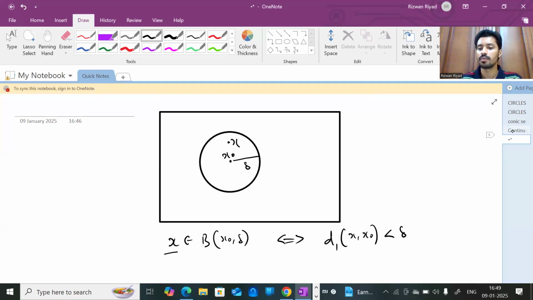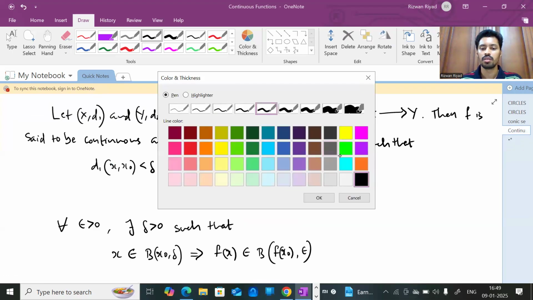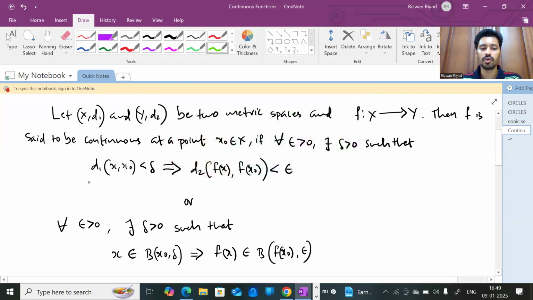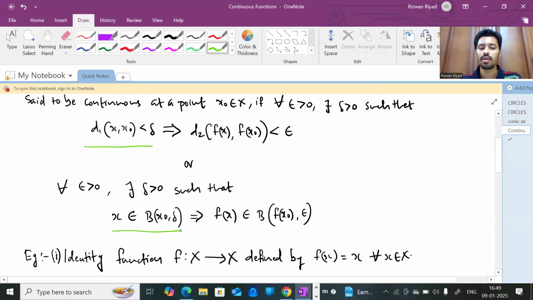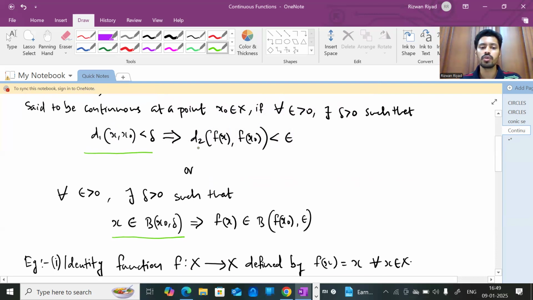That's what you can see here. This says the distance between x and x naught is less than delta. Here it says that x belongs to that open ball. Both are the same. The other part you can also see: d2 of f of x, f of x naught less than epsilon. Here it says f of x belongs to another open ball whose center is f of x naught and radius is epsilon. Same thing.